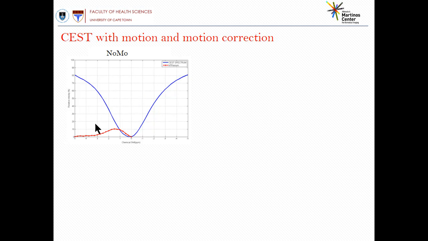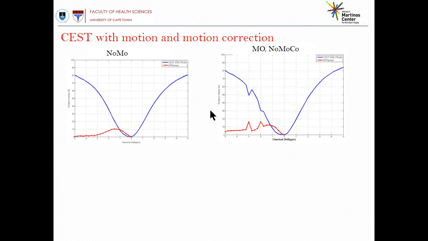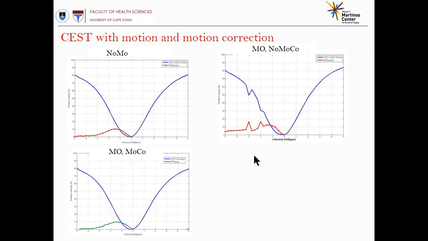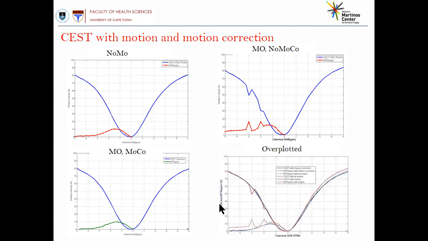This is a signal acquired without applying any motion. And after introducing intentional motion during the scan, false dips are detected on the CEST curve, and false peaks on the asymmetry curve. After applying motion correction, exactly the same signal was achieved. We overplotted this to compare the no motion correction and after motion correction, and both look the same.